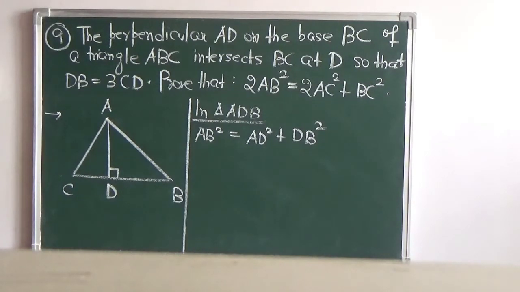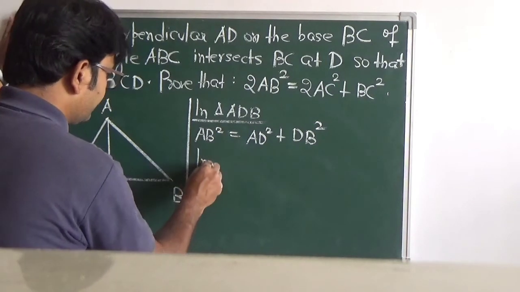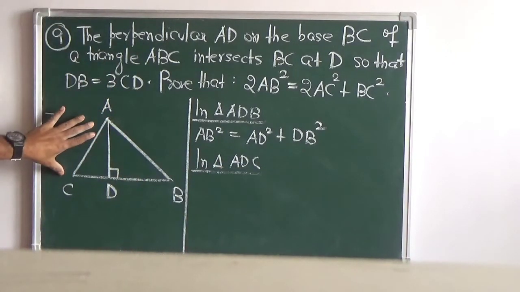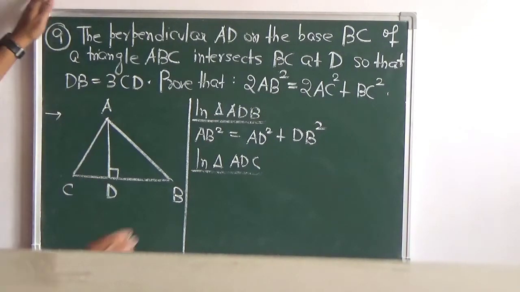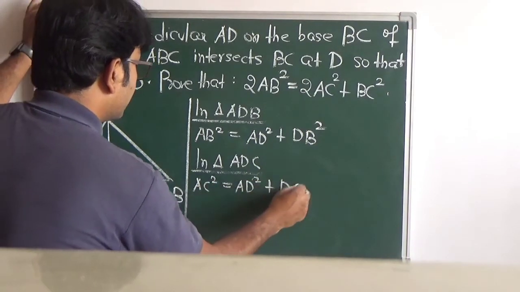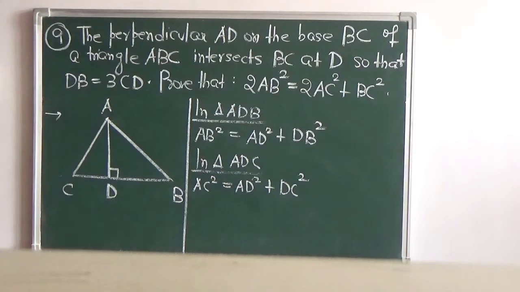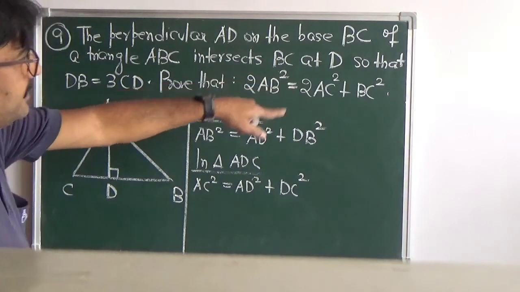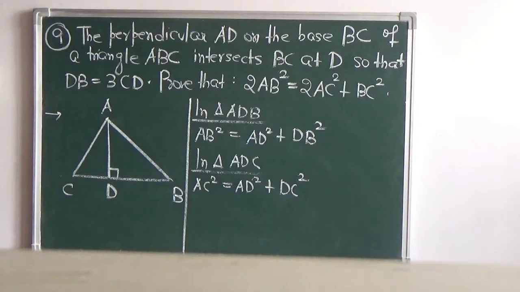Now again we take triangle ADC. In triangle ADC, we can write AC square is equal to AD square plus DC square. This is simply an application of the Pythagoras theorem in both the right angle triangles ADB and ADC. Now, to get twice AB square equals twice AC square plus BC square, how can we proceed further from this point?